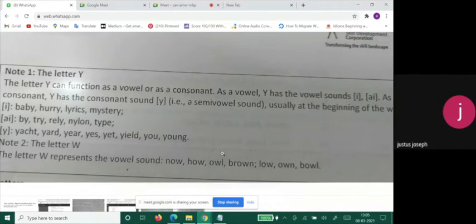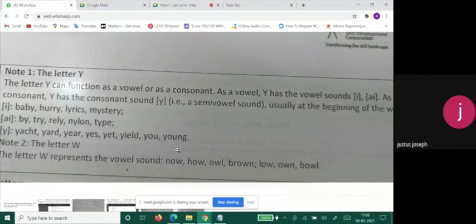The other two sounds of Y are actually vowels. They act as vowels. Let's look at a few examples. When you see baby, you say baby, right? But when you say by, what do you say? By. Then why didn't you say bay-by? You said baby, right? That's because there are three different sounds.